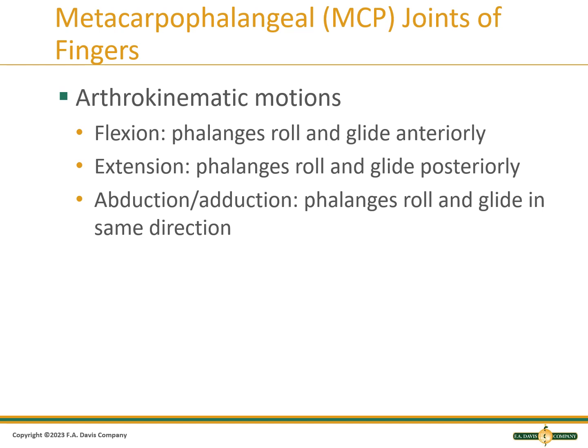Jumping back to the MCP joints of the fingers, or digits 2 through 5, we have flexion and extension, ab and adduction. So looking at our arthrokinematic motions, with flexion, the phalanges roll and glide anteriorly. With extension, the phalanges roll and glide posteriorly. So this tells us, since our roll and glide are happening in the same direction, that the proximal base of our phalanges are concave, because if in open chain motion our roll and glide are happening in the same direction, then we have a concave surface that is moving.